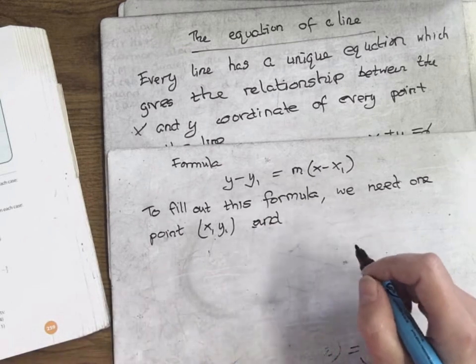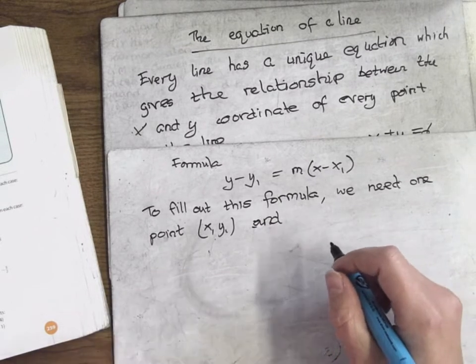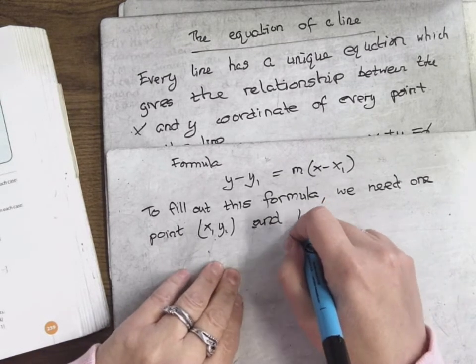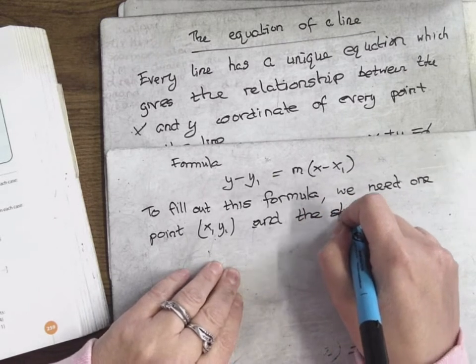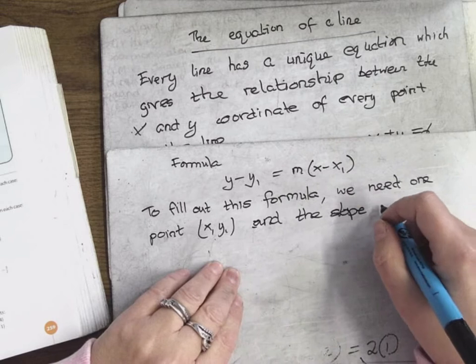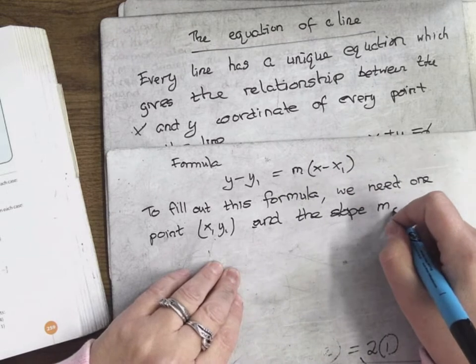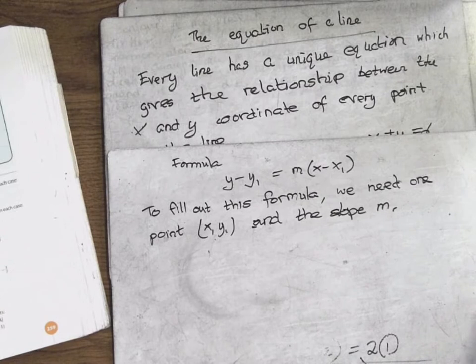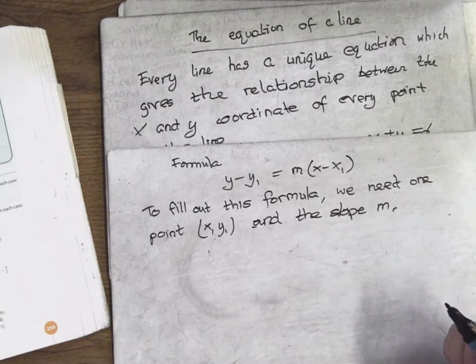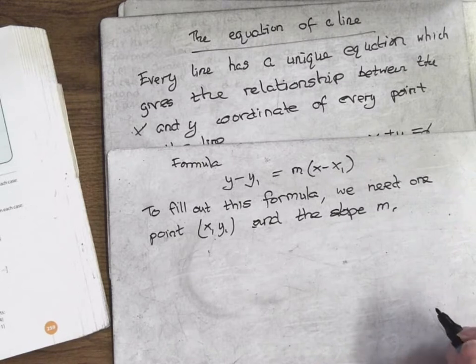What does m stand for? Slope. Remember I said m was not midpoint, it's slope. So you need to be given a point and a slope. Now if they don't give you a point and a slope, they have to give you a way of finding it. So if they say find the equation of a line, you need to tell me a point and a slope, or give me a way to find it.